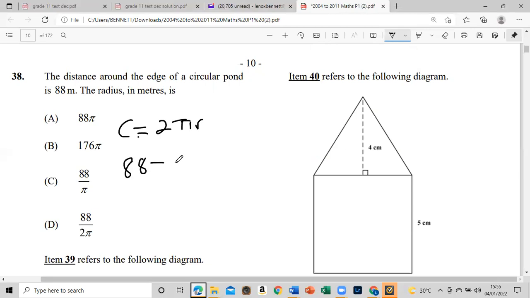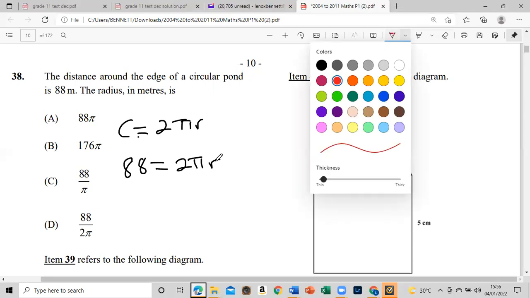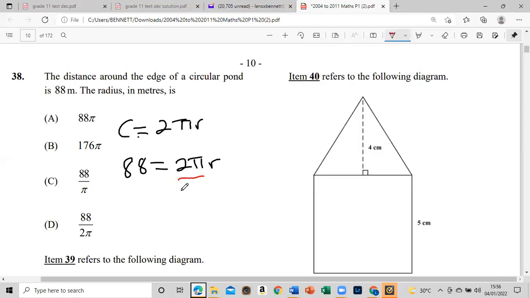So this works out to 88, and now we have 2 pi r. To make r the subject of the formula, we divide by 2 pi to get rid of this. Whatever we do to one side, we do to both sides. So therefore, r equals 88 over 2 pi.